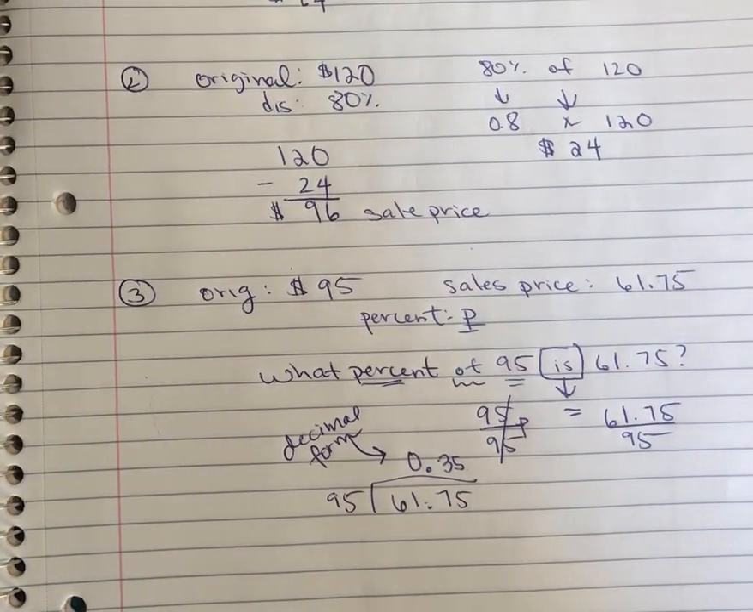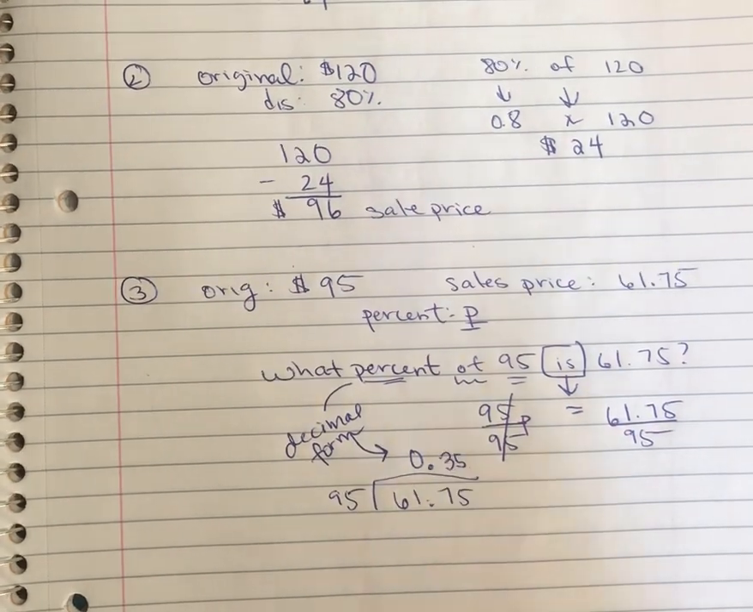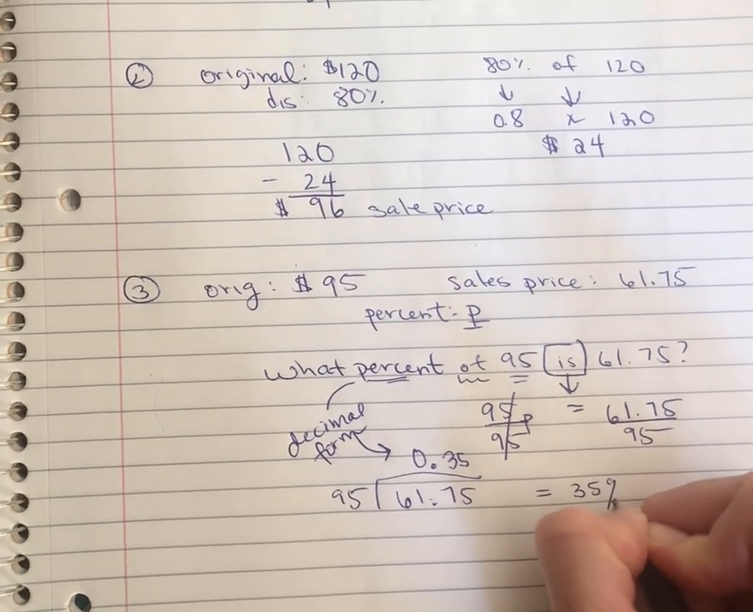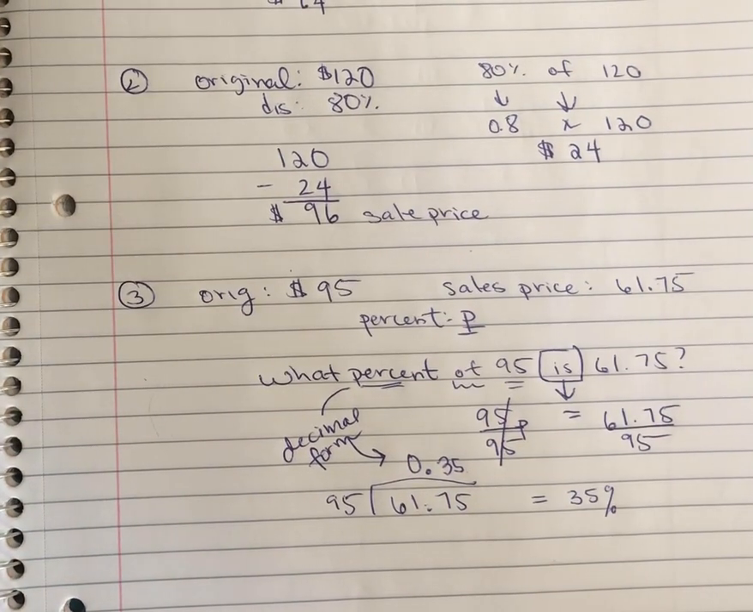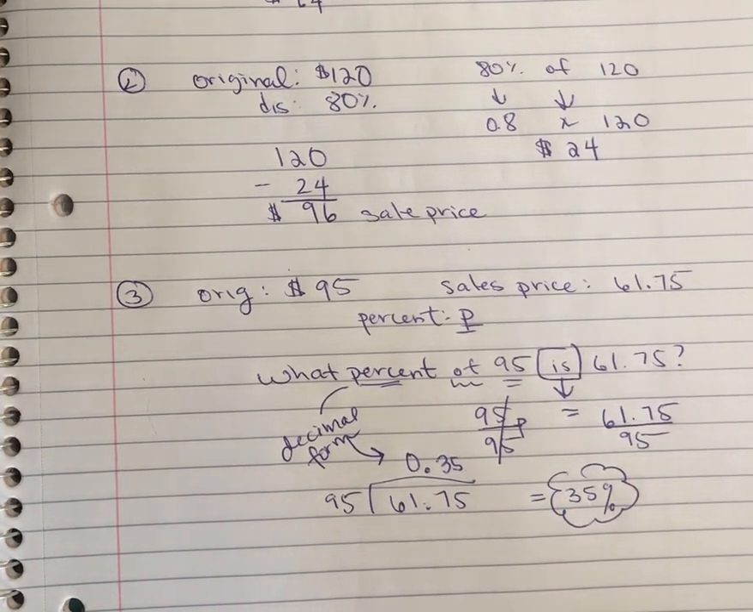Okay, but remember, percents are presented in the decimal form when they're in equations. So 0.35 is the decimal form of our percent. So to change it to a percent, multiply by 100, and we get 35%. Okay, so 35% is the percent of the discount.